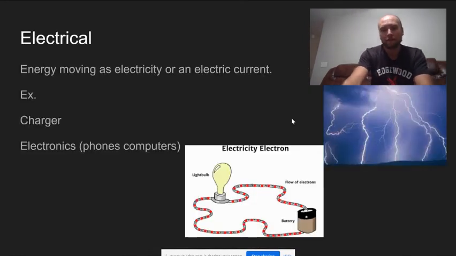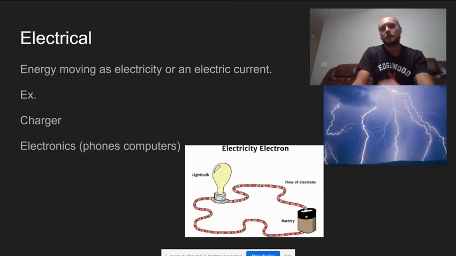And then our last type of kinetic energy is called electrical. This is pretty easy. It's energy that uses electricity or an electric current. So examples of this are anytime you use a charger, anytime that you use electronics like phones, computers, TVs, video games. Those are all things that are using electrical energy because it's just letting it flow through. Lightning's another great one because you build up so much energy in the atmosphere, especially during a storm, that it's all released at one moment as a giant charge and current as it flows towards the ground. Hopefully not at you or anything around you.